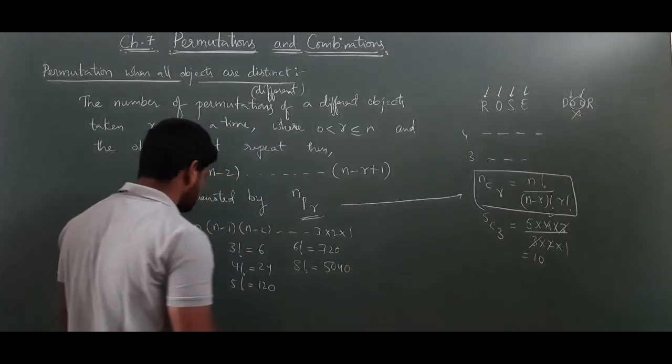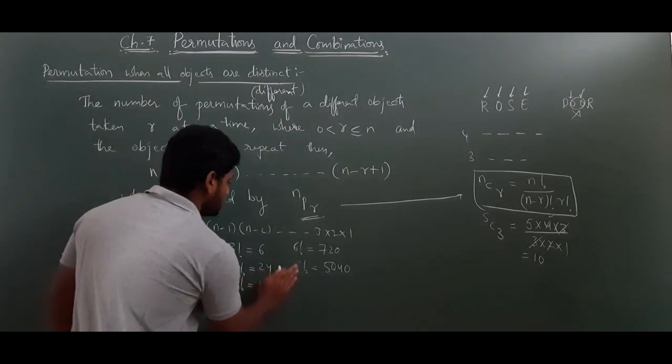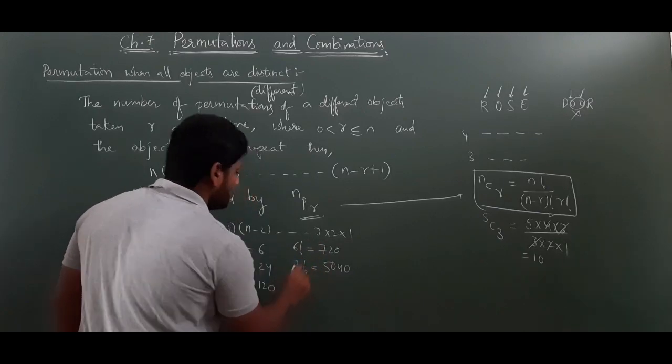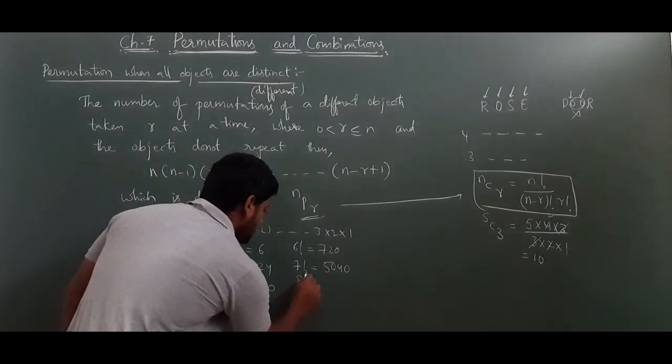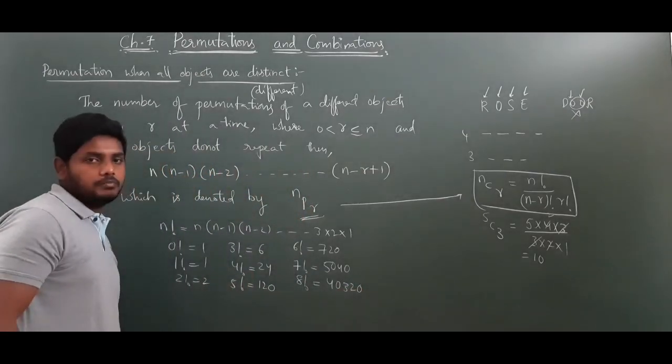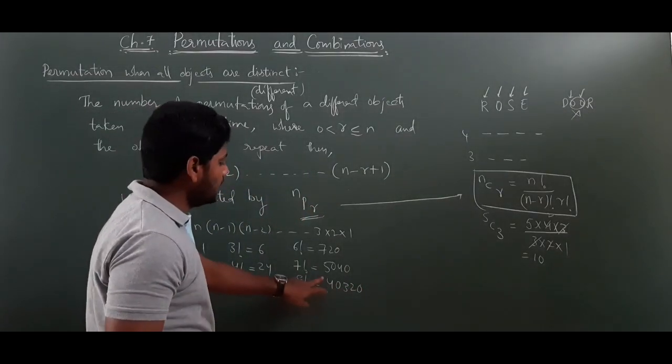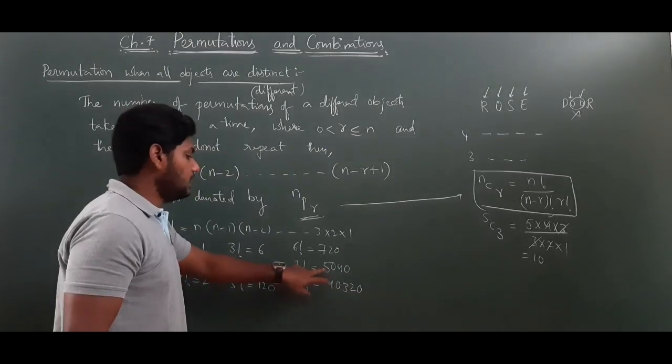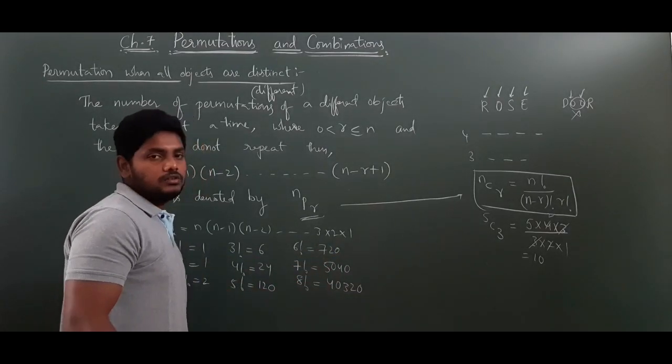And this is 7 factorial, right? The 7 factorial value is 5040, and then 8 factorial is 40320. Remember that also. Here 8 factorial is nothing but 8 into 7 factorial, 8 into 5040, which gives 40320.